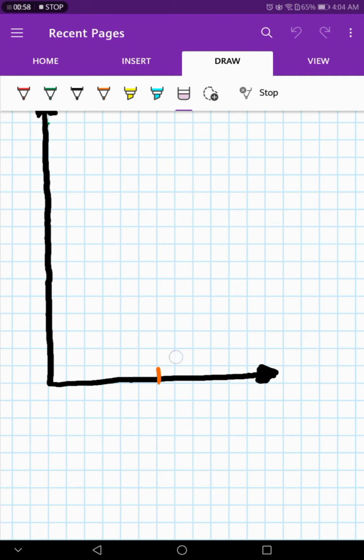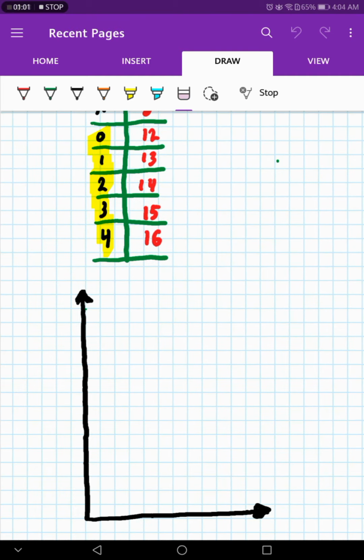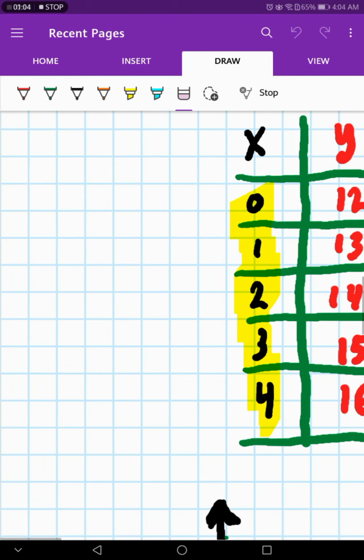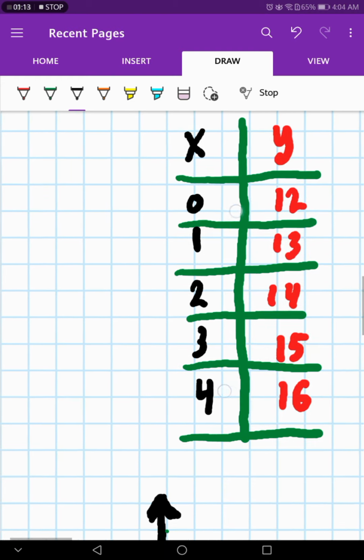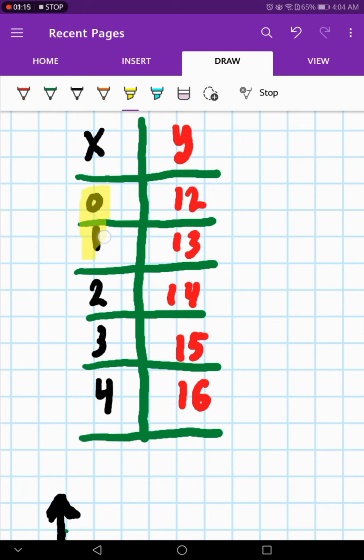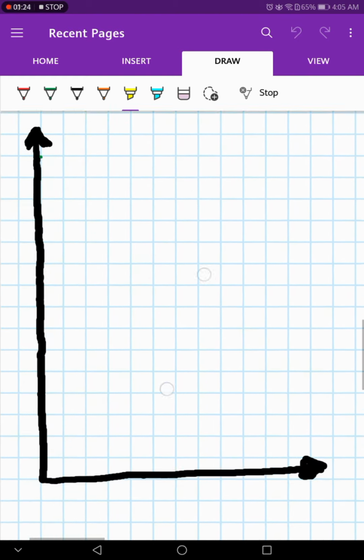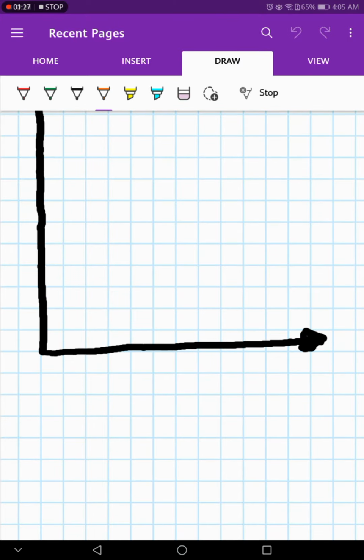But let us make an agreement about plotting the x-axis values here. You see the x values here? 0, 1, 2, 3, 4. We have to put them on the x-axis, so I will plot them like this. This is the 0 at the origin, and this is the 1, and this is the 2, and this is the 3, and this is the 4.